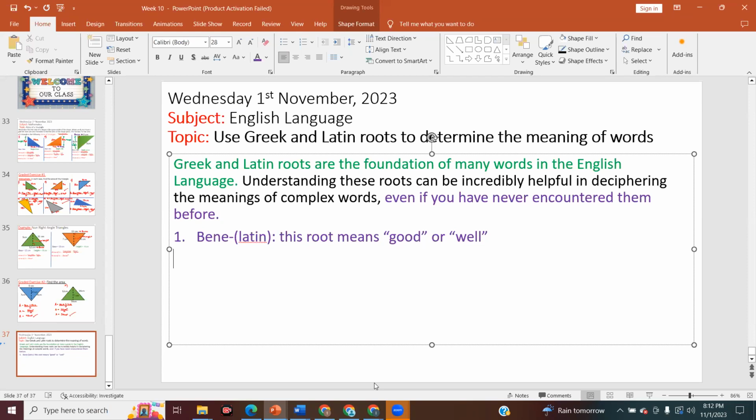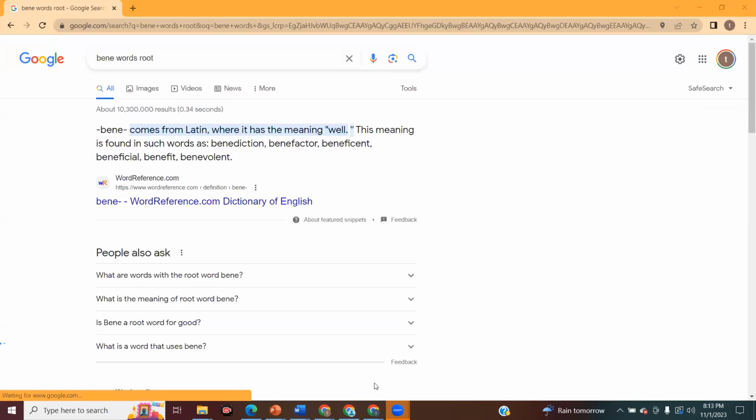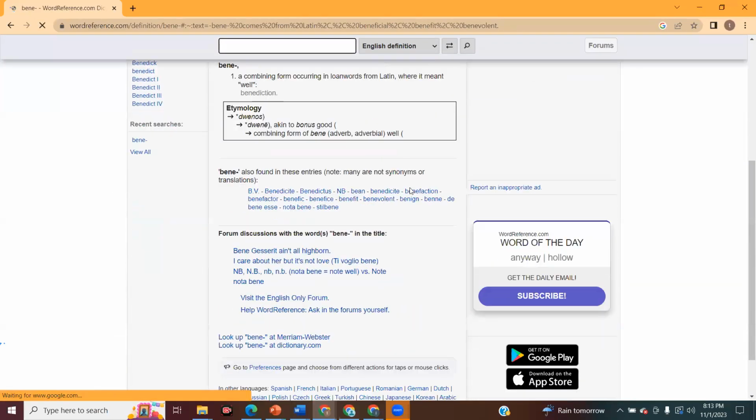So for example, beneficial means good. That's why the Latin word bene means good. Exactly. So if you look at it, right, Beni words. Let's look at that. Like we said, it becomes really good. So benefit. Okay, see my screen, right? So like benediction, benefactor, beneficent, beneficial, benefit, benevolent. All of those are Beni words. I think that should be a good list.